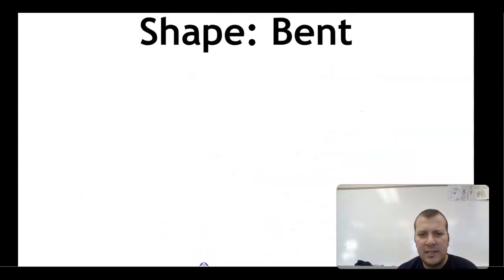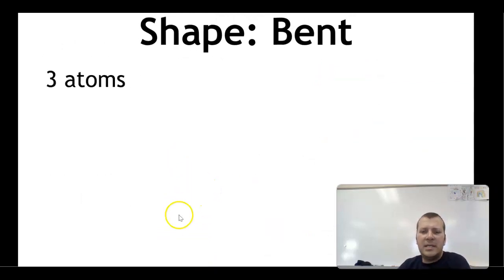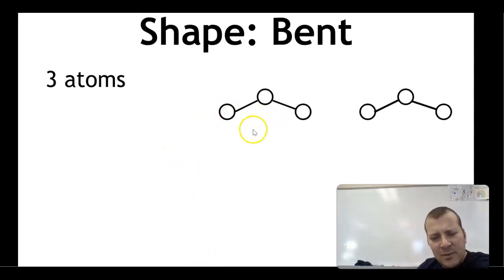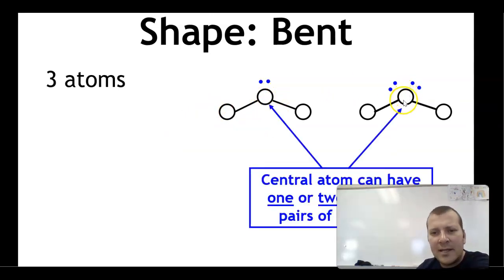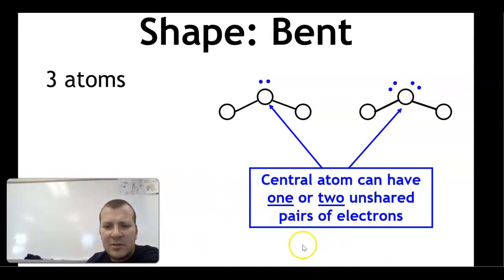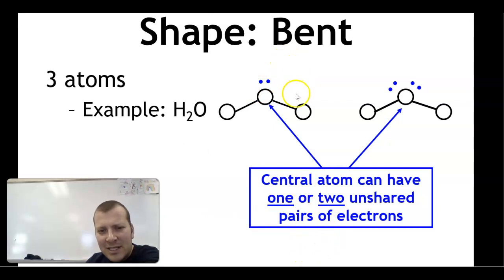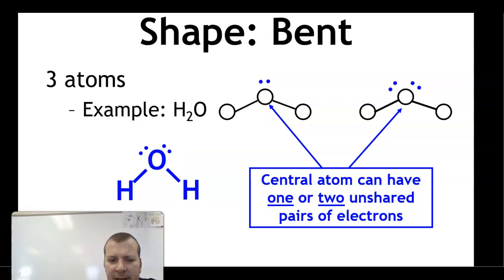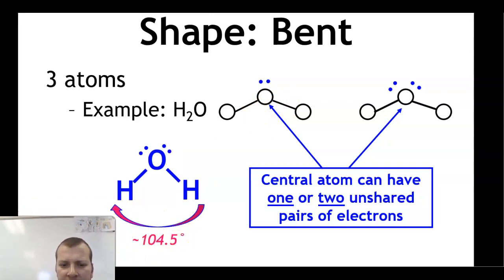Next one is known as bent. Bent has 3 atoms. The only difference on this one is that the center element has lone dots. You see that? The center atom has lone dots, and that will make a bent shape, like water. A little H2O. And there's its degree.